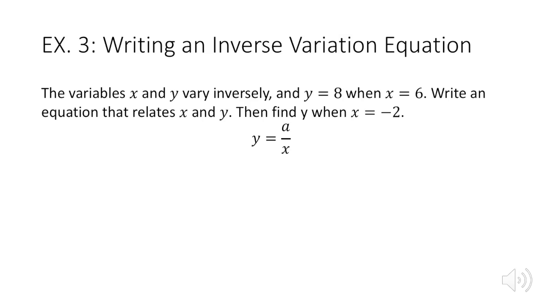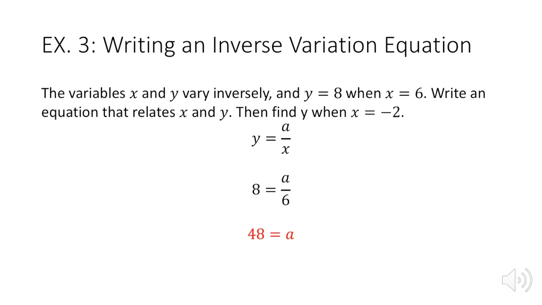So what we're gonna do is replace the y with the 8 and the x with the 6, and you're gonna cross multiply, or multiply both sides by 6 to cancel on one side, and then you get a equals 48, or 48 equals a.